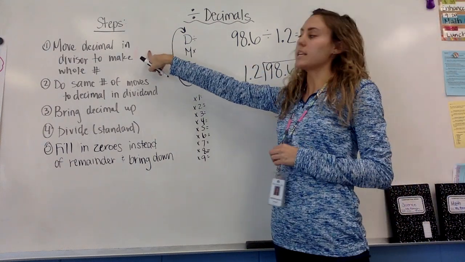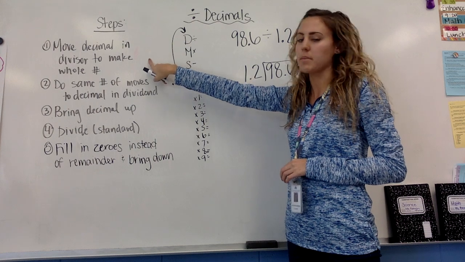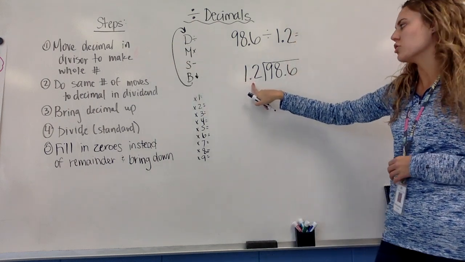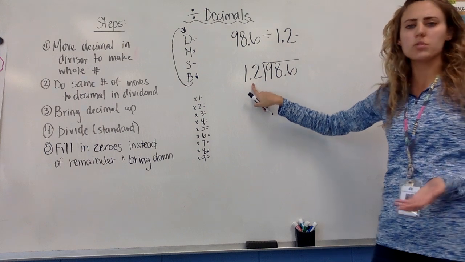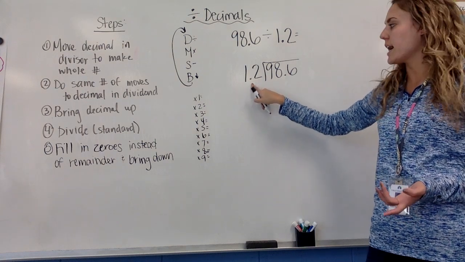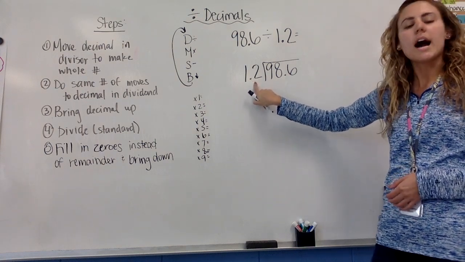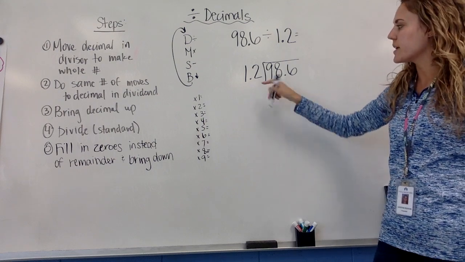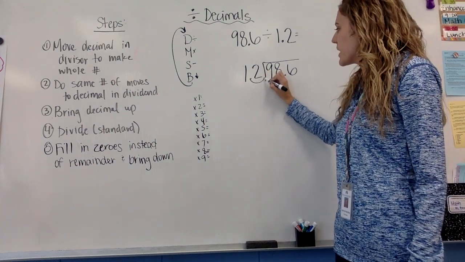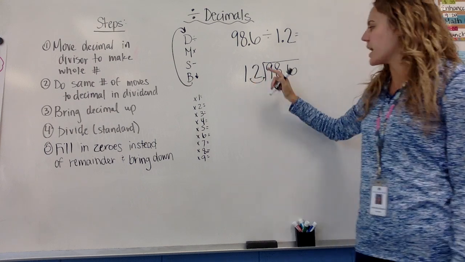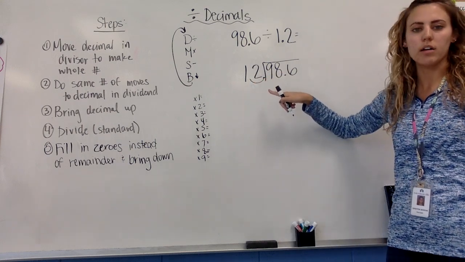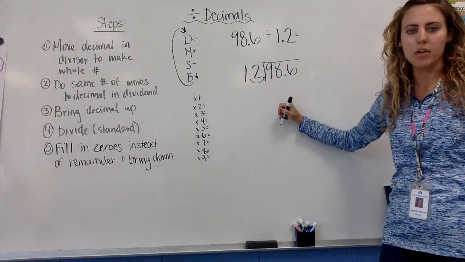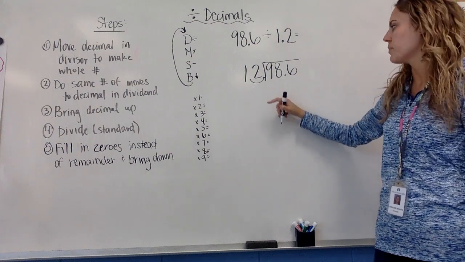So step number 1 says move decimal in divisor to make whole number. So my divisor outside the house is 1 and 2/10. I'm going to use what I know about powers of 10 to help me make this a whole number. I know that if I multiply it by 10, it's going to move my decimal to the right one place. So instead of 1 and 2/10, now it's 12. So now it's a whole number, I'm good to go. I'm always going to multiply by a power of 10 to move my decimal.